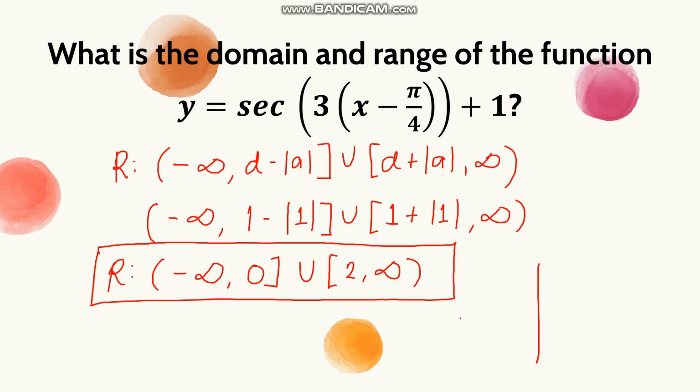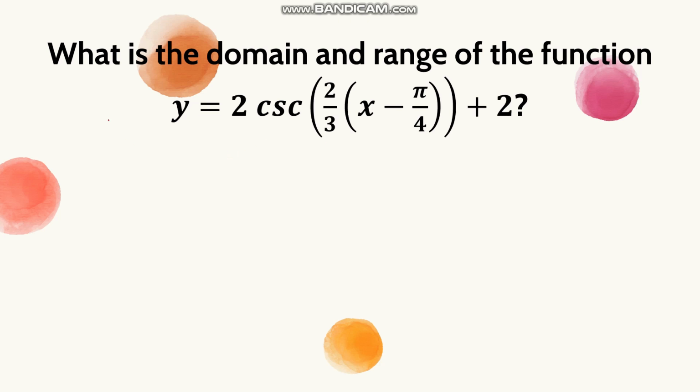So if you will graph this, the graph is something like this one. So what does our range mean? That means the highest point of the graph below is 0. So it's here 0, up to negative infinity. And then the lowest point of the graph above is 2, then up to positive infinity. Okay, so that will be our range.